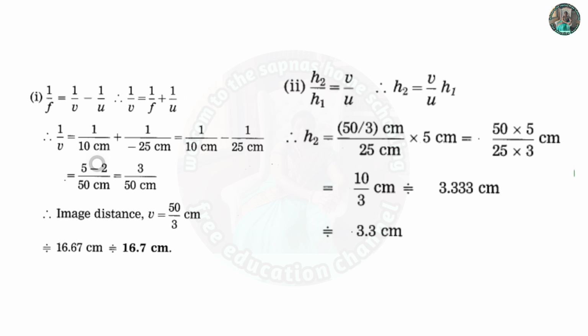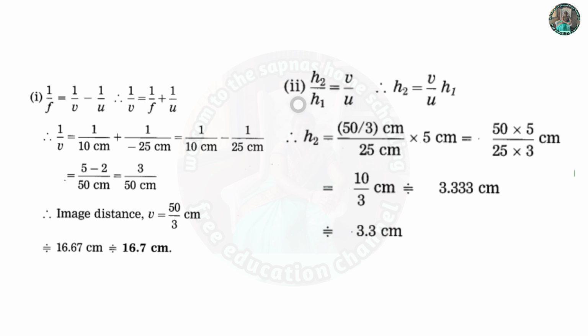तर 1 upon v बरोबर 1 upon 10 centimeter plus 1 upon minus 25 centimeter, is equal to 1 upon 10 centimeter minus 1 upon 25 centimeter. That's why 5 minus 2 upon 50 centimeter is equal to 3 upon 50 centimeter. So image distance means v is equal to 50 upon 3 centimeter. So 16.67 centimeter is equal to 16.7 centimeter.